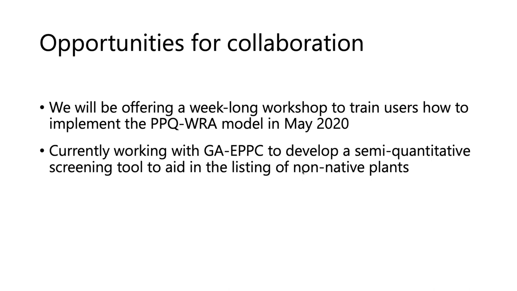Currently working with Georgia EPPC to develop a semi-quantitative screening tool to aid in the listing of non-native plants. Georgia does not have a noxious weed list or any kind of regulatory list, so a lot of folks and managers are using the Georgia EPPC plant list to justify management plans and prioritize species. So basically, we're working on coming up with a pretty easy tool that they can use to give at least a score and think about why certain species are on certain lists in Georgia. If this works out, I'd like to expand that across other states in the IPCs and EPPCs, so that maybe someday we can have some sort of continuity across state borders when it comes to the listing process.